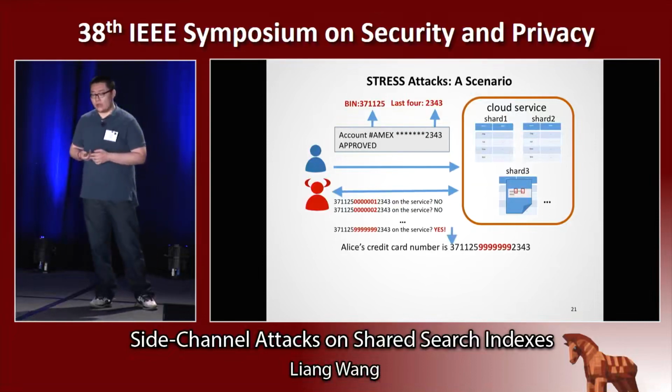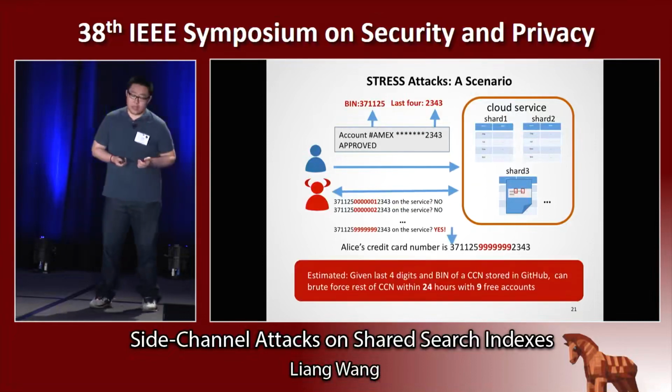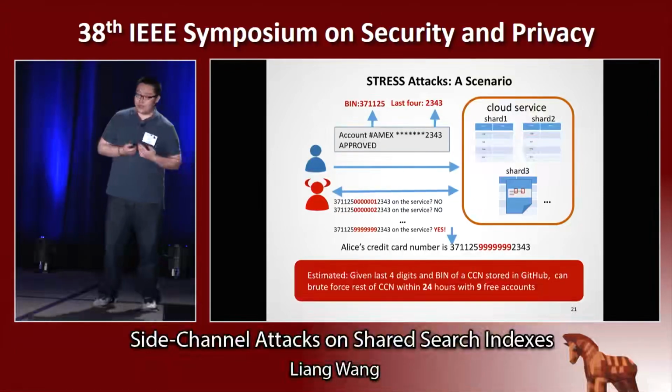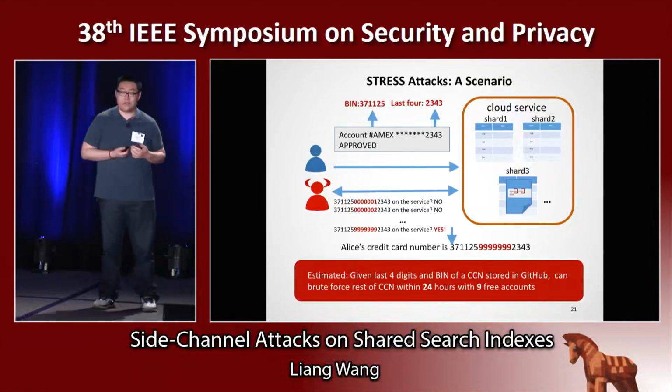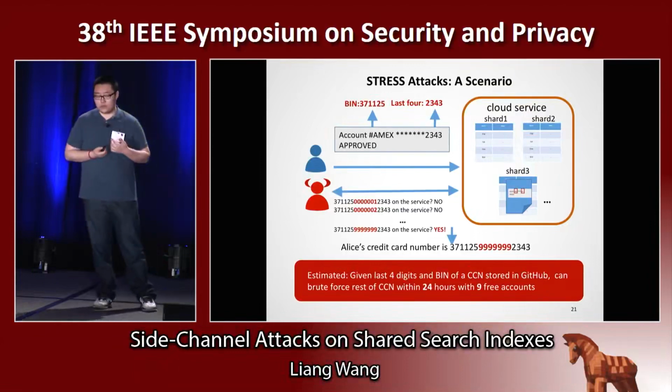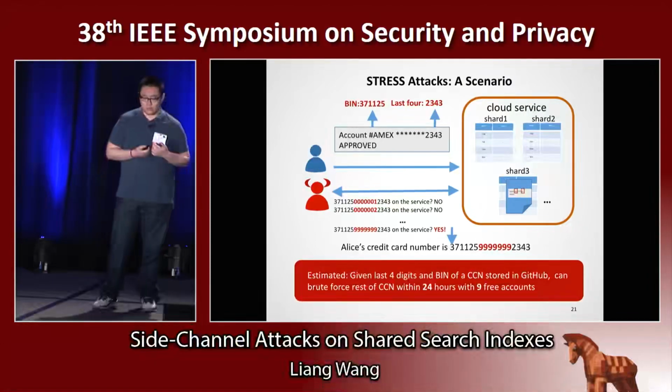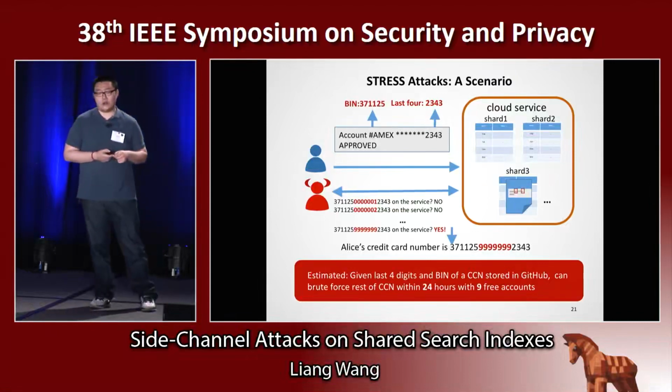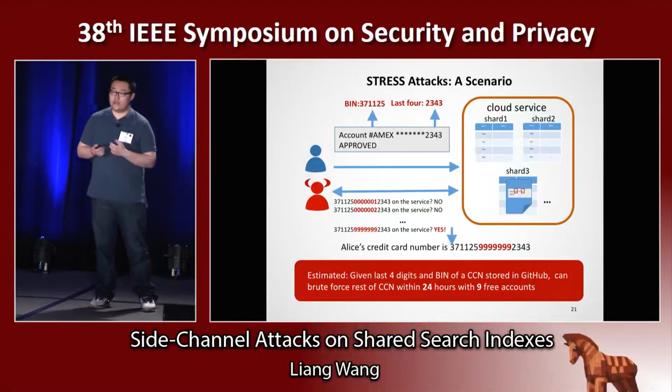So we estimate that on GitHub, given the last 4 digits and the bank identifier number of a credit card, we can brute force test the rest of the credit card number within 24 hours with 9 free accounts on a given shard.